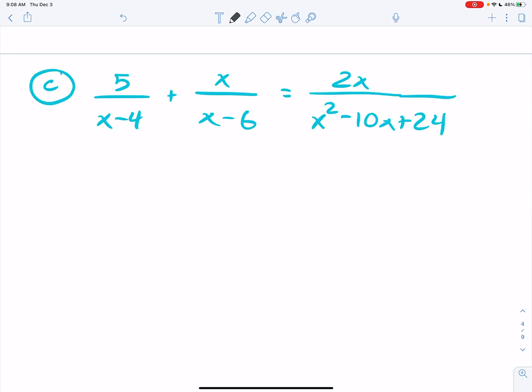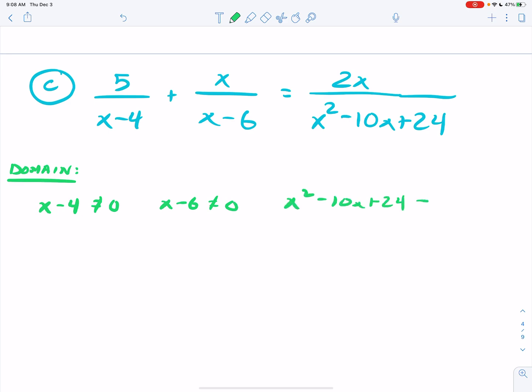Okay, so first step, as always, domain. Okay, so here's what you guys can do to speed things up, okay? We know that our three denominators cannot be 0. Okay, but there's something fishy about this right here. Anytime you have a square in the denominator, you want to see if you could factor it out, okay? So what you can do here is you could factor that.